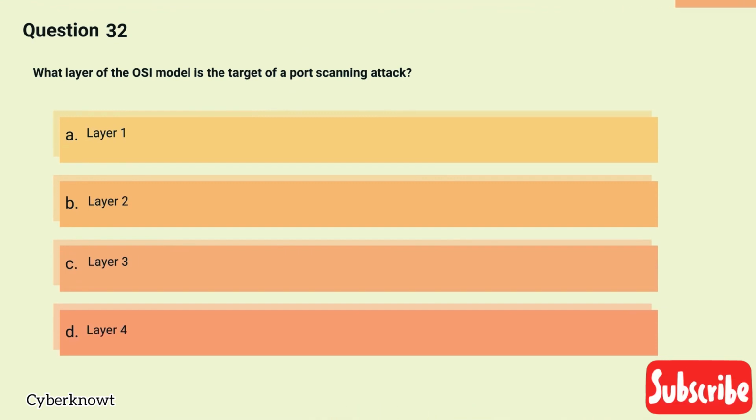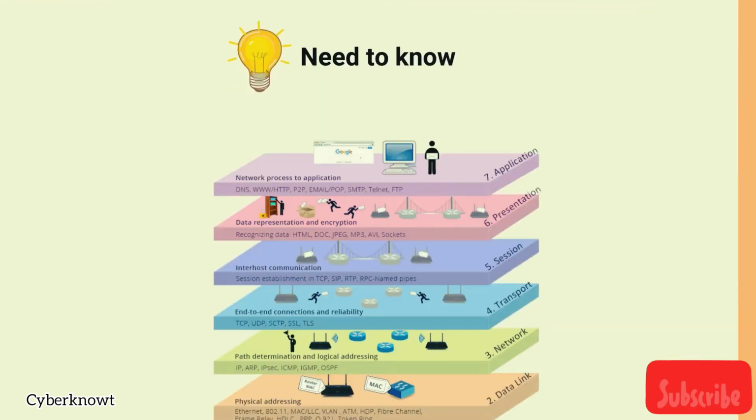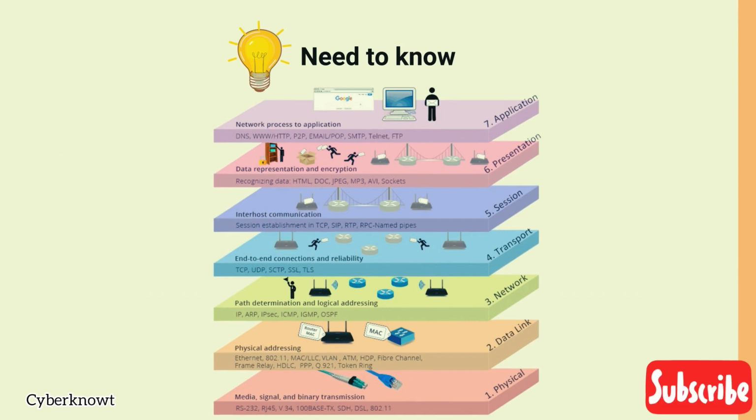Question 32. What layer of the OSI model is the target of a port scanning attack? Option A. Layer 1. Option B. Layer 2. Option C. Layer 3. Option D. Layer 4. The correct answer is Option D. Layer 4. Explanation. A port scanning attack is a type of reconnaissance attack that targets the transport layer, layer 4, of the OSI model by scanning a target host's ports to identify open services and potential vulnerabilities.